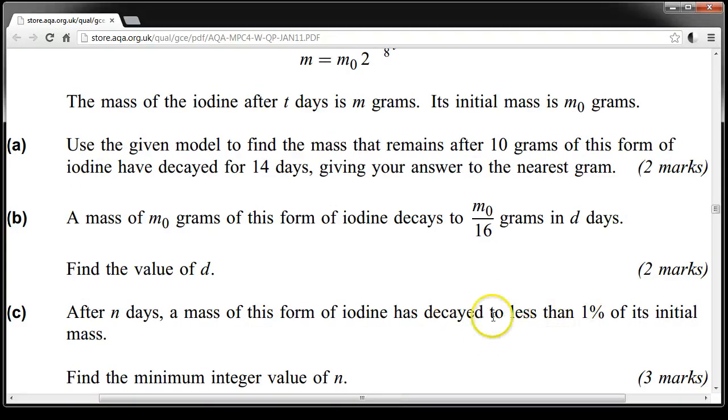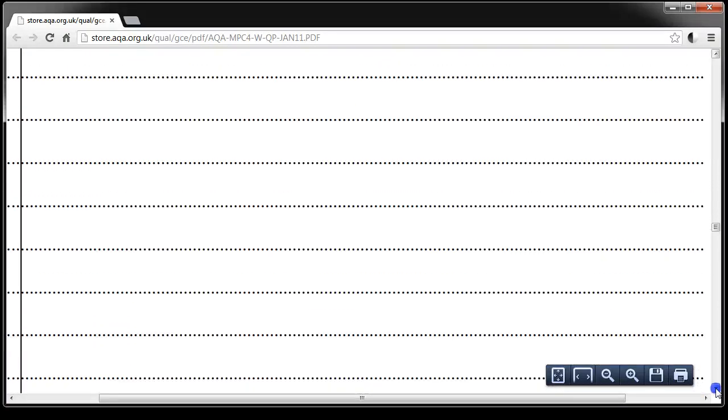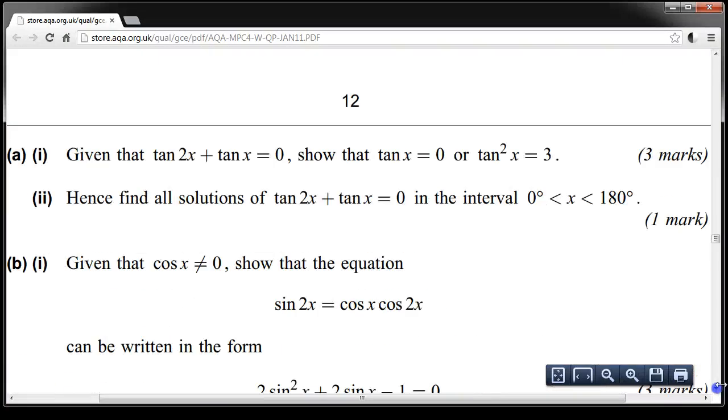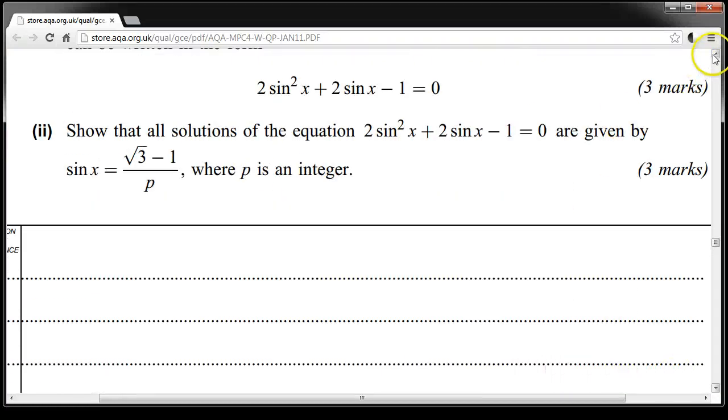So that would mean, reading that correctly, it's decayed to less than 1% of its initial mass. So put in 1% of its initial mass. So m0 over 100 would go in here and solve for t. And then you'd be able to reason on what the minimum integer value n is required there. So again, it's not too problematic, that question, but you've got to be careful to understand what it says.